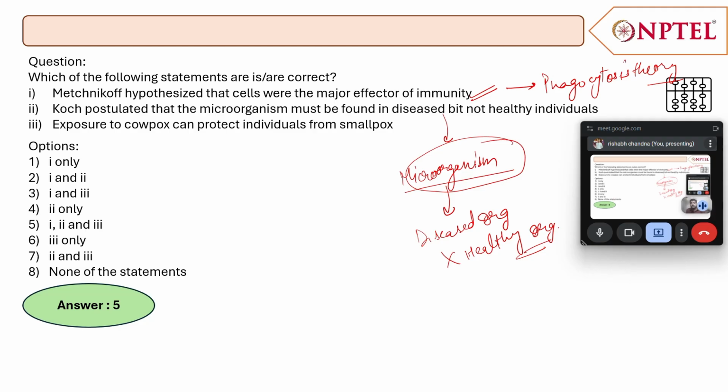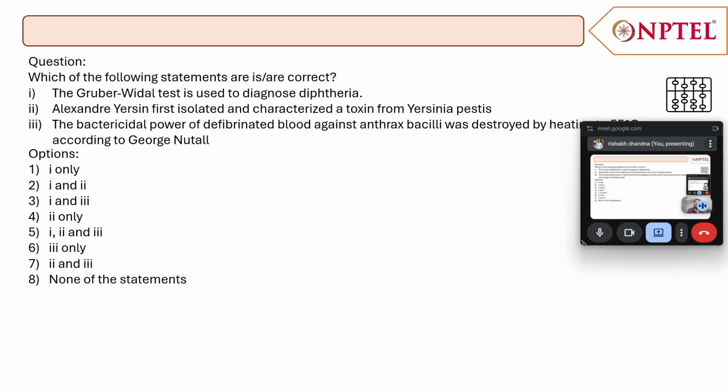Then, exposure to cowpox can protect individuals from smallpox. Yes, this is also correct. This is the method that Edward Jenner actually used to develop the first vaccination. So that's why all the three options are correct. Okay, so let's move on to the next question. Which of the following statements is or are correct? So, what can be the correct answer?